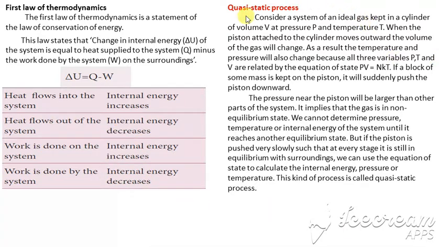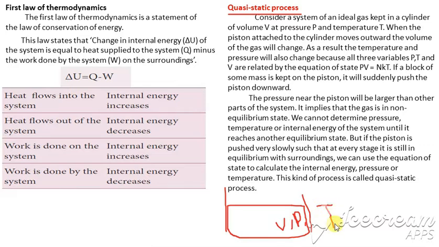Okay. Next is a quasi-static process. So what is a quasi-static process? Consider a system of an ideal gas which is kept in a cylinder. It has a volume V, pressure P and temperature T. When the piston is attached to the cylinder, we consider that it moves outward.